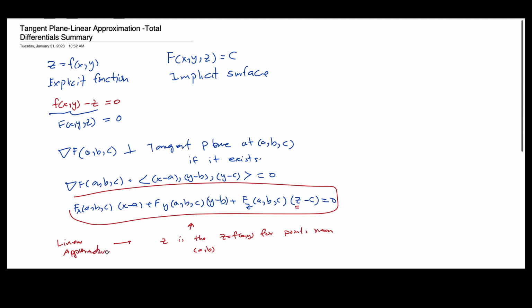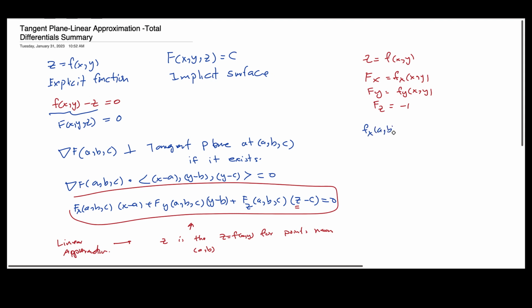So in this case, let's drop the implicit surface and rewrite this in the format that we had before. If I want to use z equal to f of x and y, F sub x is just going to be f sub x of x and y. F sub y is just going to be f sub y of x and y. And F sub z is just going to be -1. So plug that back in to rewrite the equation, and I get f sub x at a and b, instead of a, b, and c, times x minus a, plus f sub y at a and b times y minus b, plus minus z minus c, equal to 0, because it's an equation.